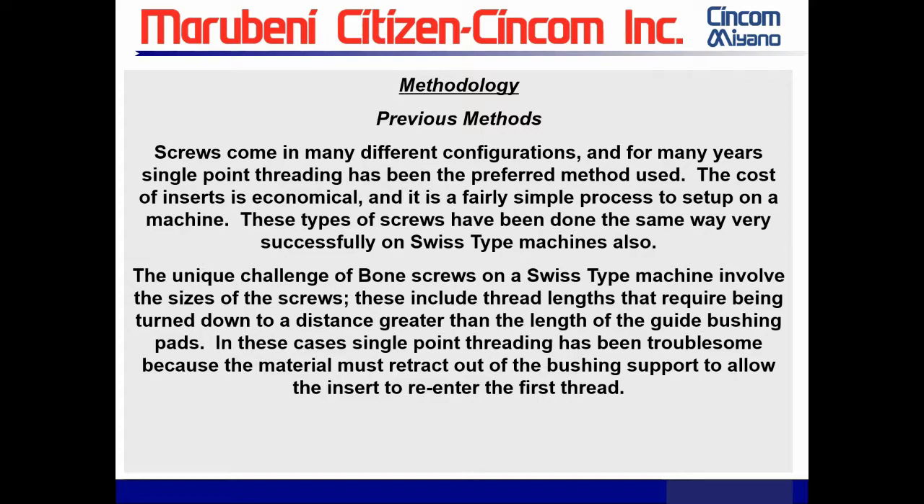The unique challenge with a bone screw on a Swiss type machine involved the sizes of the screws. So very long thread lengths or varying thread lengths that require the major diameter being turned down to a distance greater than the length of the guide bushing pads. In those cases, single point threading could be a problem because the material needs to pull back or retract out of the guide bushing to allow you to re-enter the thread at the front.